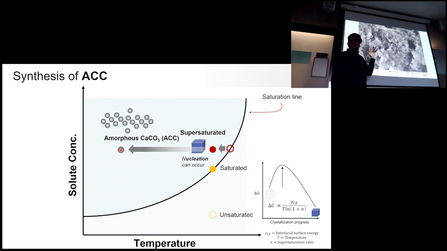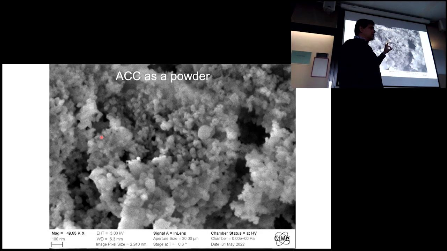But these particles look like that. They're basically ACC in the form of powders. They're composed of very tiny 50, 30 nanometer calcium carbonate particles.